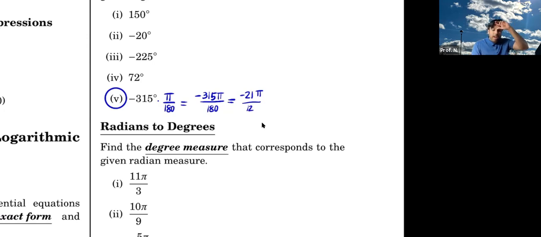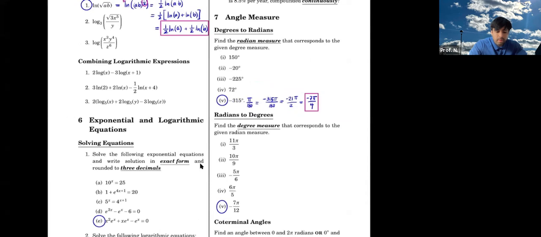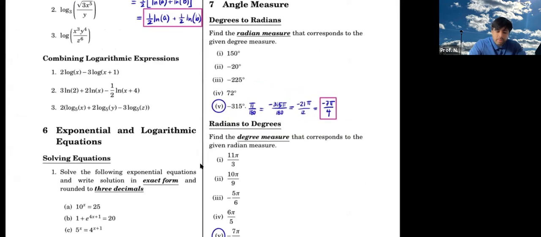Can I simplify this further? Yes, you're right, Felipe, we could have used 45. If I divide negative 21 by 3, I get negative 7 pi, and if I divide 12 by 3, I get 4. So negative 315 is the same thing as negative 7 pi over 4. And that's it. Negative 315 degrees is equivalent to negative 7 pi over 4 radians. All right, what else?